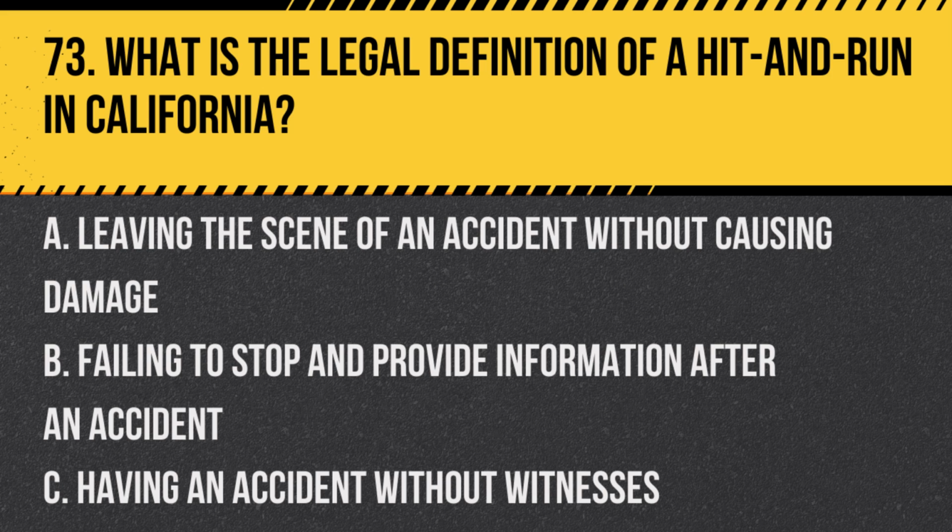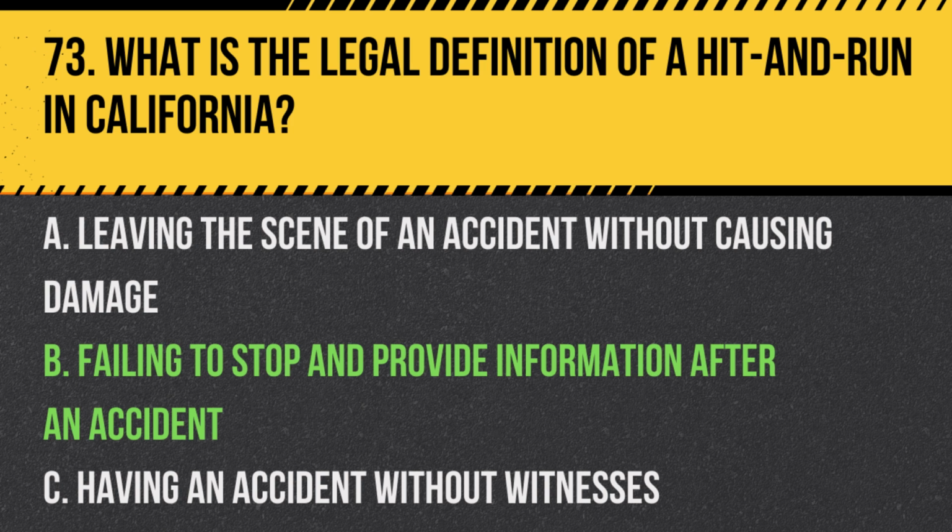Question 73. What is the legal definition of a hit and run in California? A. Leaving the scene of an accident without causing damage. B. Failing to stop and provide information after an accident. C. Having an accident without witnesses.